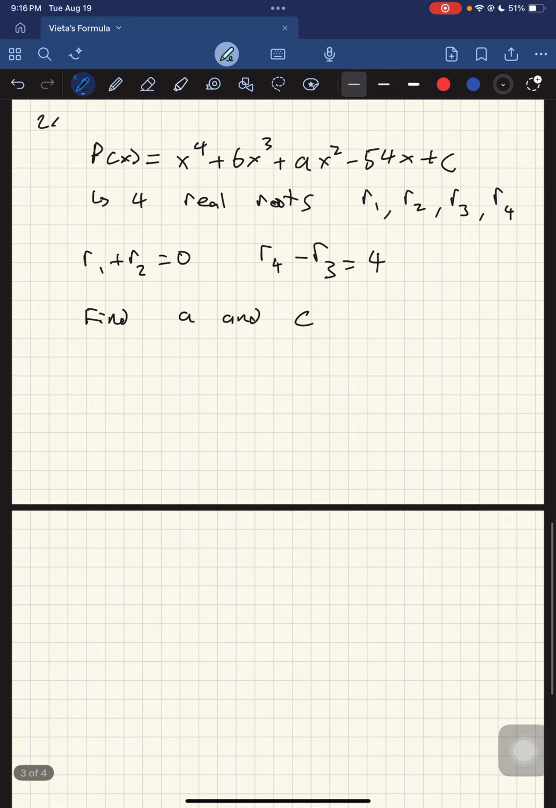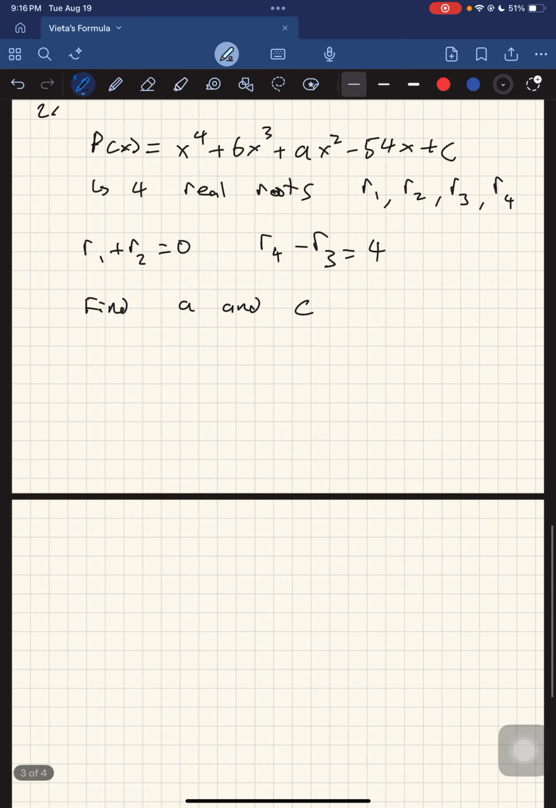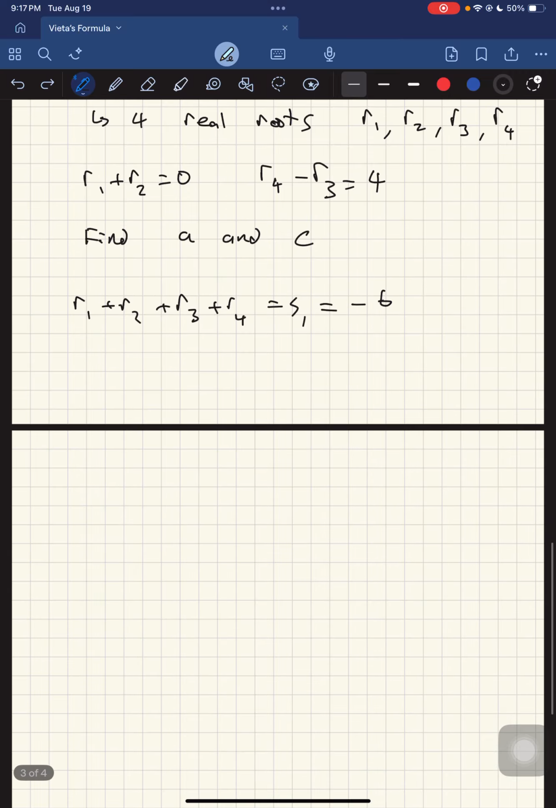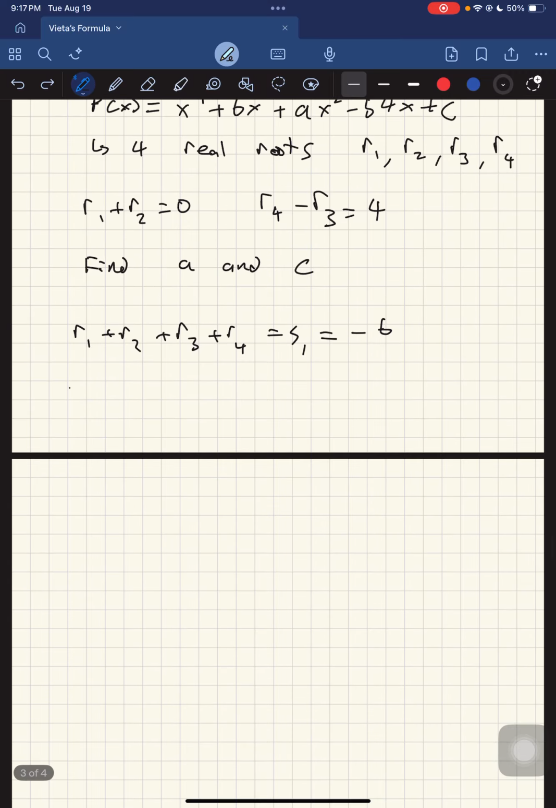So how are we going to start this problem, right? Well, the easiest way we can start is by writing out Vieta's formulas. So we know that R1 + R2 + R3 + R4 is equal to S1, which is going to be equal to negative 6, because it's going to be negative 6 over 1, or 6 over 1 multiplied by negative 1.